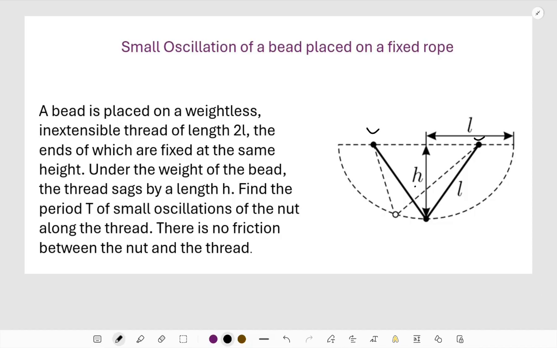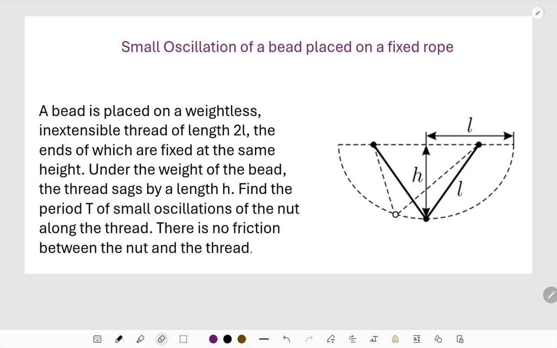That means bead. Bead is also a nut. Nut is also a bead, along the thread. There is no friction between the nut and the thread, bead and thread. Right. I can smell an ellipse in this problem. Can you?